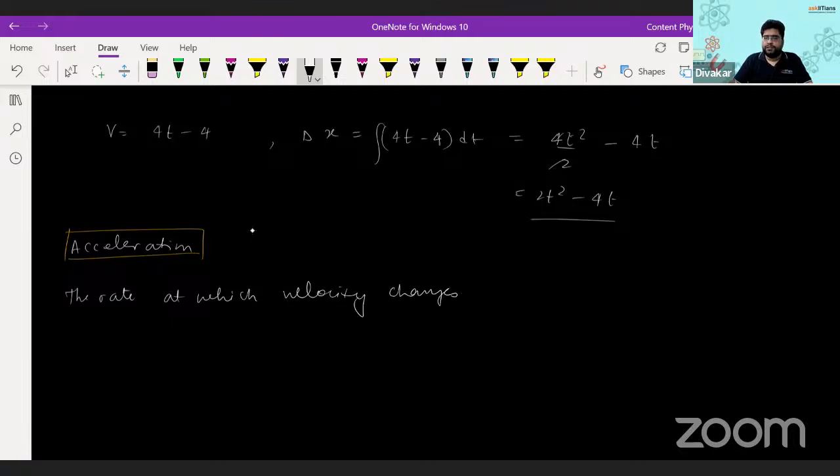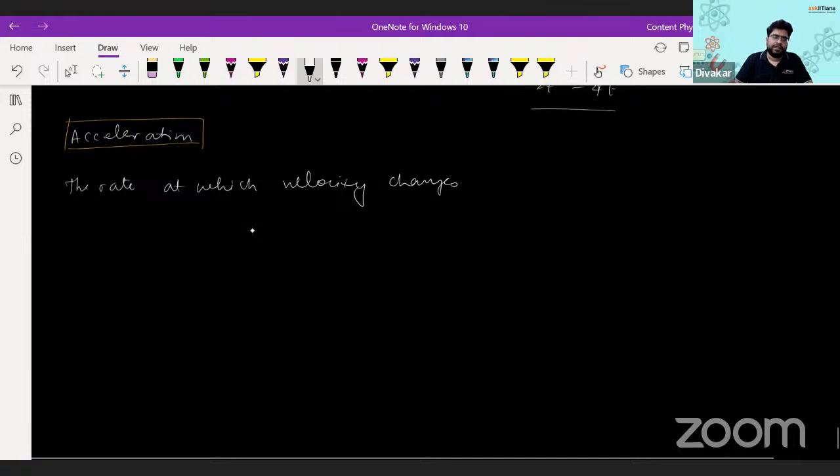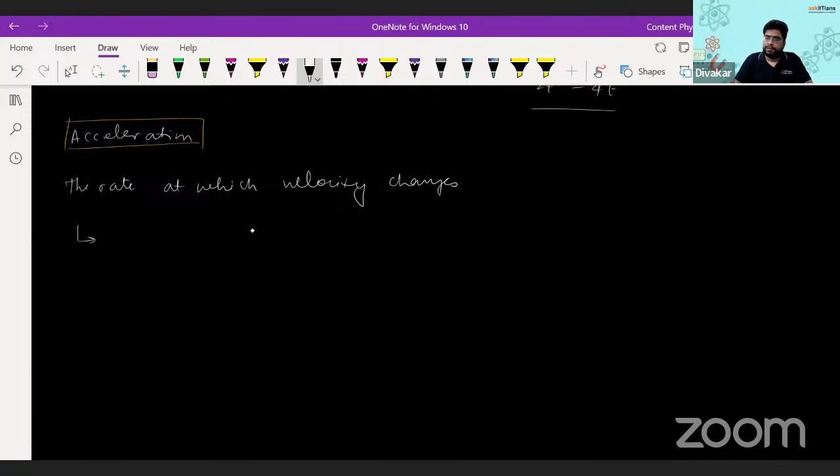Now, like speed and velocity, you can have an average acceleration, which is delta v by delta t, and you can have instantaneous acceleration as well, which is dv by dt, limit delta t tends to 0. Now understand one thing here, and I want to emphasize it: acceleration's direction is not the same as the direction of velocity. It's the same as the direction of change in velocity. Now, what is the distinction between the two?